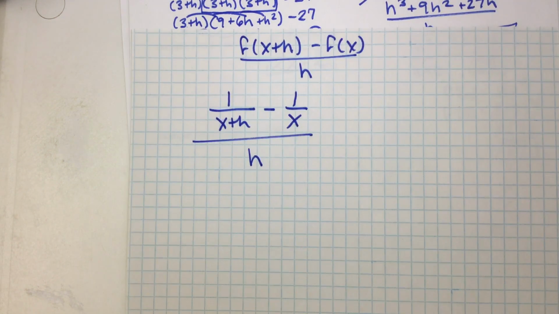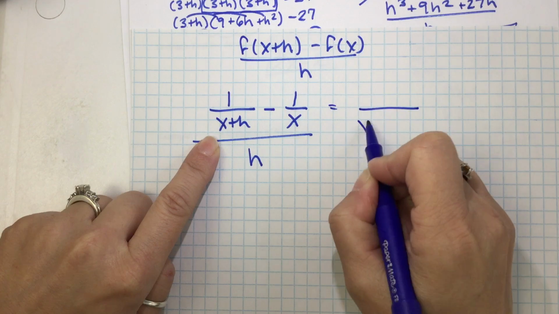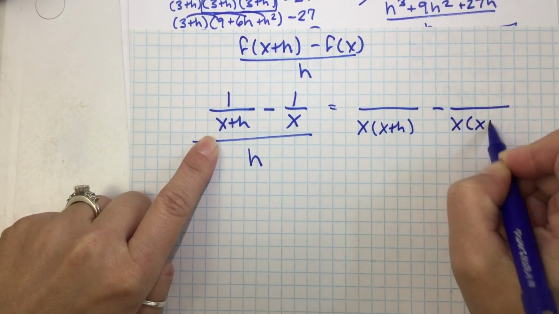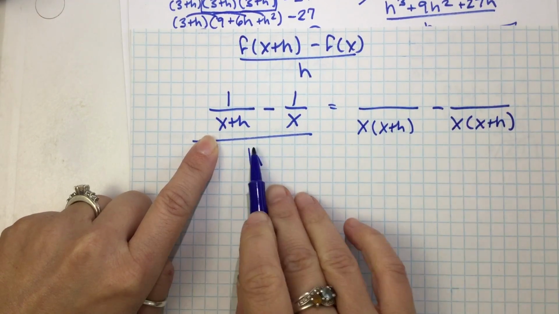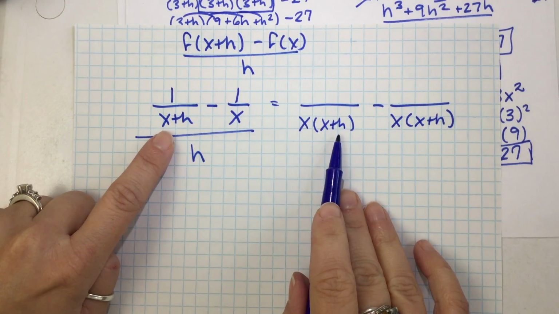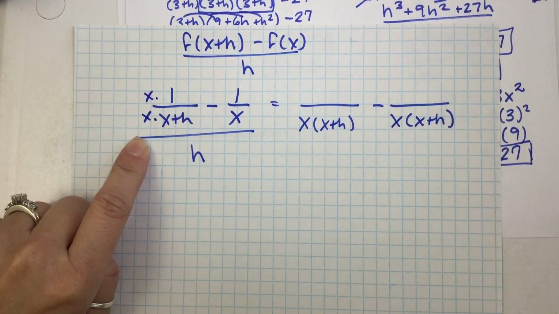Well, on the top, they want us to subtract fractions. You cannot subtract fractions unless you have a common denominator, and I cannot eliminate anything here. So my common denominator has to include both pieces, meaning it has to have both the x and the x plus h. So when I look, the first fraction had the x plus h, I need to multiply both top and bottom by x.